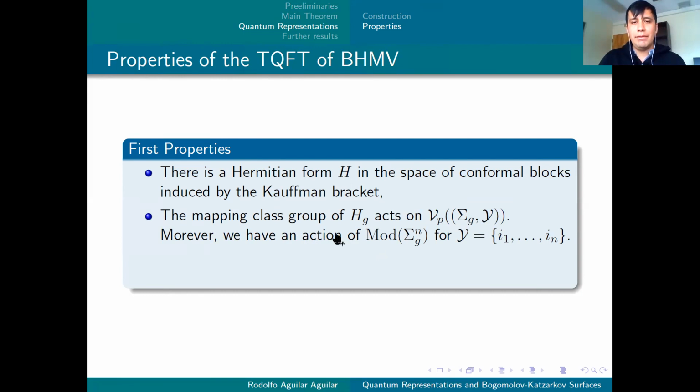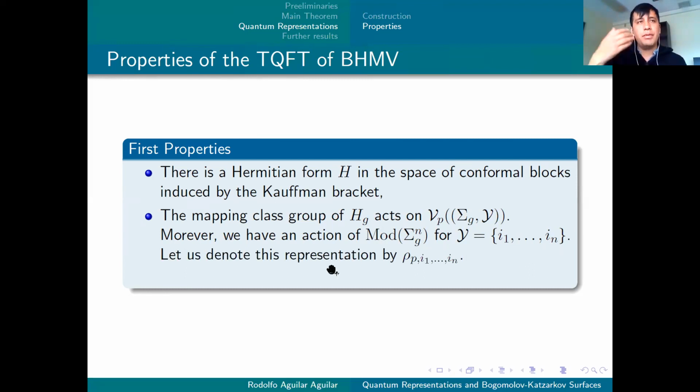So, moreover, we will have an action of the mapping class group of the surface. Recall that the surface was the boundary, even if we fix some points in the boundary, if we fix endpoints, and we will denote this representation. So this is going to be the representation that Eyssidieux and Funar used to prove the theorem. This is the so-called quantum representation, and we will denote it by P. The number P is called the level of the TQFT, and this is going to be the weights I1 until IN.